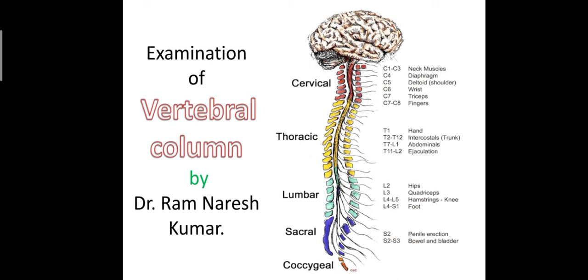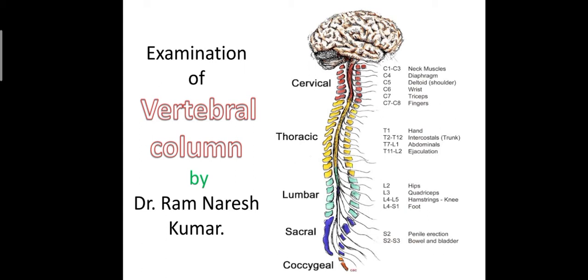Today I am going to discuss examination of the vertebral column and spine, which is a continuation of clinical examination in orthopedics. Our vertebral column is made up of cervical, thoracic, lumbar, sacral and coccygeal vertebrae, which transmit the spinal cord and its tributaries. A normal spine is not straight. It is an S-shaped structure.